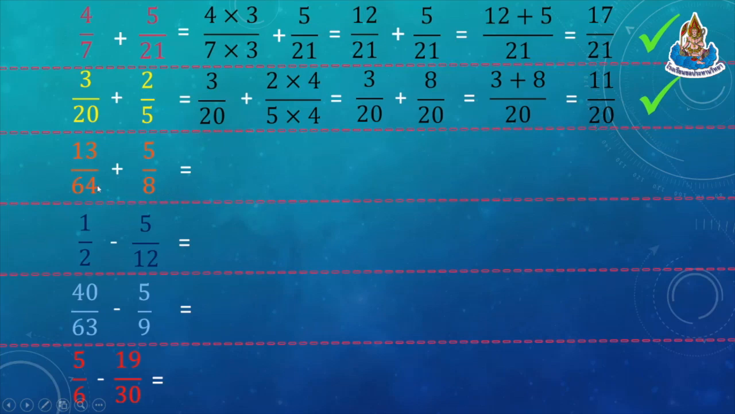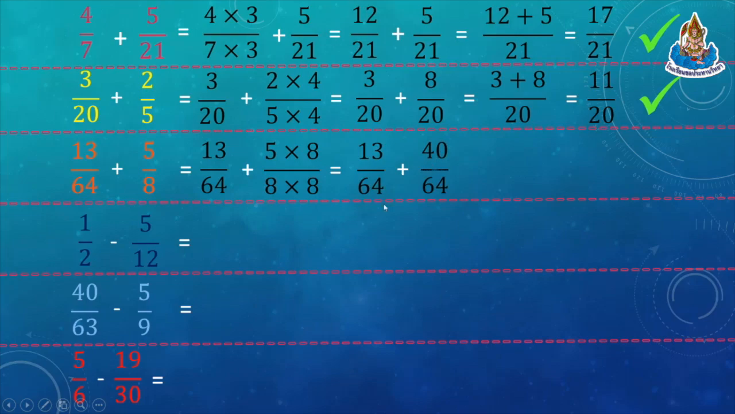Next one, 13 over 64 plus 5 over 8. Again, first we make the denominators the same. So as we know from the multiplication table, to make 64 from 8, we need to multiply 8 times 8. So 8 times 8, at the same time numerator, 5 times 8. So 5 times 8 is 40, 8 times 8 is 64.